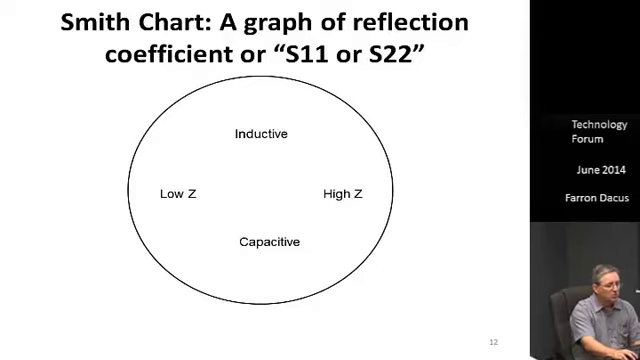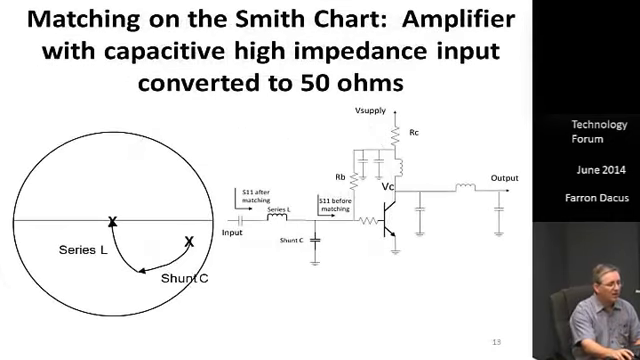So the center of the Smith chart is normally 50 ohms. That could be something different, but 50 ohms is standard practice. Below that center is representing the reflection coefficients that occur when you terminate a 50 ohm line with something capacitive. Above the line, inductive. Left of center, low impedance. Right of center, high impedance. And here's an example of how that is used.